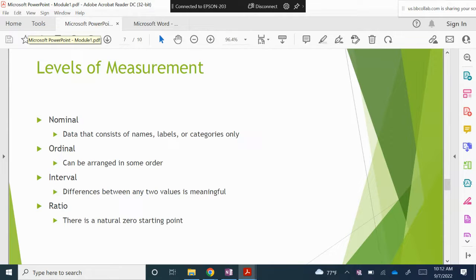But I said interval. I put ratio. Well, can I rank the order, the number of children? Okay, I can't rank them. So let's go to interval. The difference between any two values is meaningful. I'm trying to put the difference between any two values is meaningful.